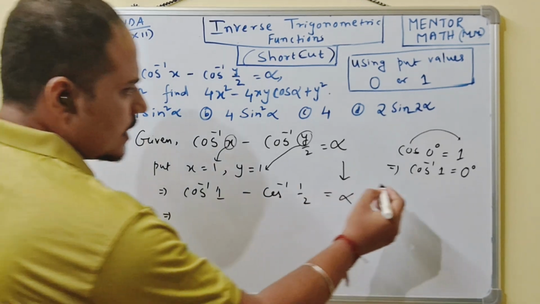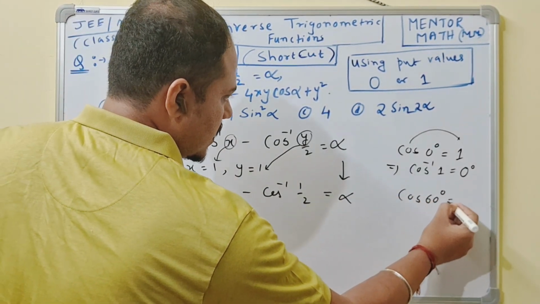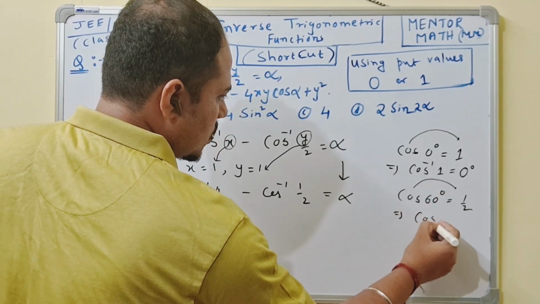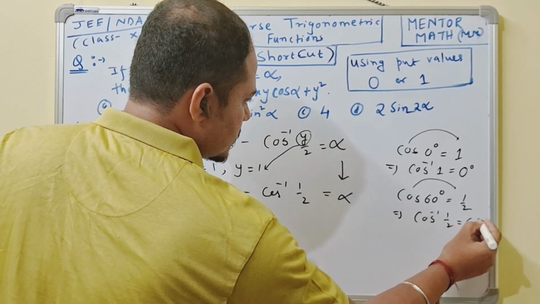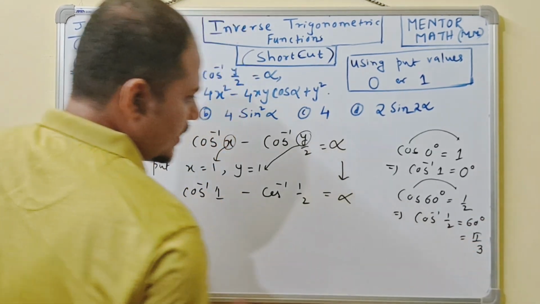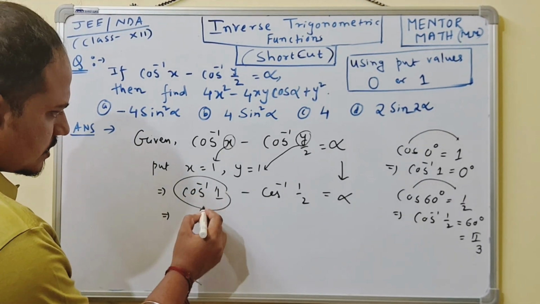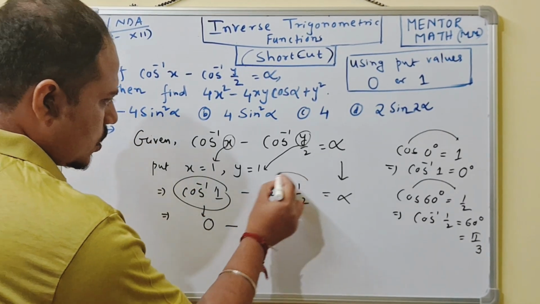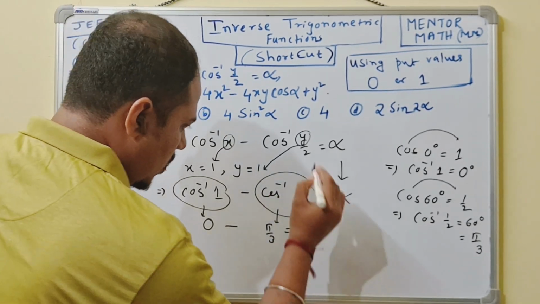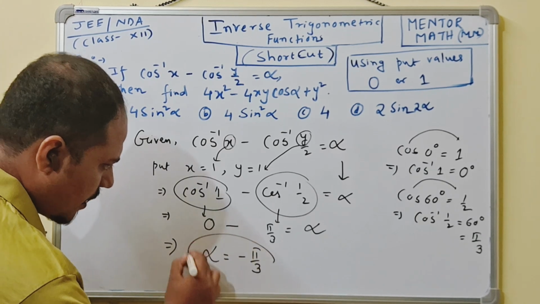Similarly, you know that in the first quadrant cos 60 degree is equal to half. So cos inverse half is equal to 60 degree, and we can represent 60 degree in radian form as pi by 3. So now cos inverse 1 you can substitute by 0, minus cos inverse half you can substitute by pi by 3, is equal to alpha. So you get alpha equal to minus pi by 3.